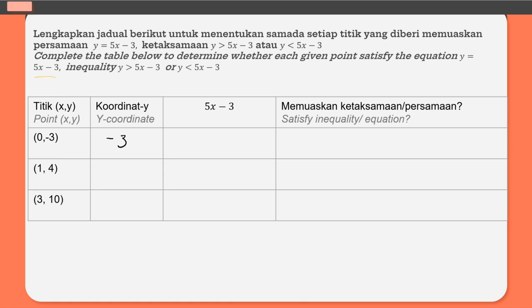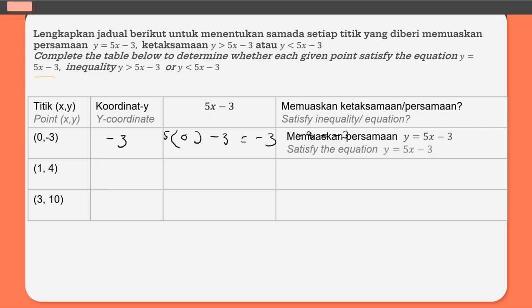Okay, and then we want to insert the value into 5x minus 3. So we have 5 times (0) minus 3. So here we have negative 3. So negative 3 is equal to negative 3. Therefore, what do we understand about this one? Okay, it satisfies the equation, not the inequality but the equation, because you get the same answer for both sides. So y equals negative 3, and the right hand side 5x minus 3, you also get negative 3. Alright.